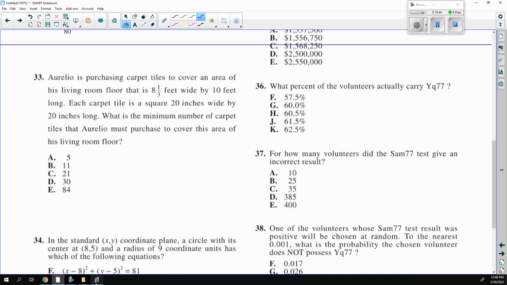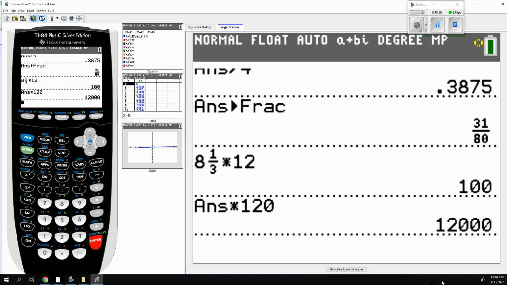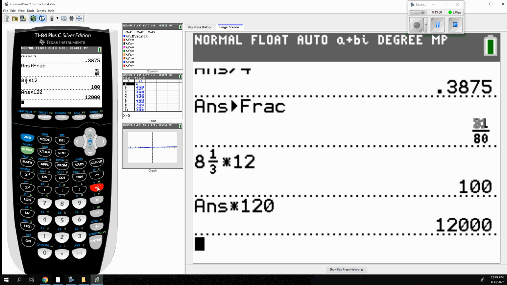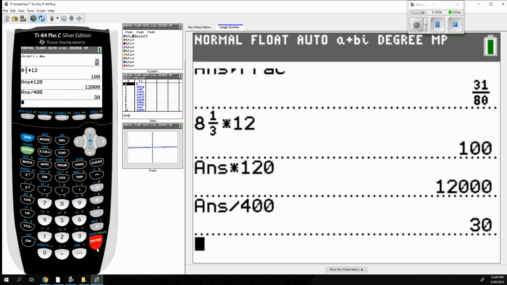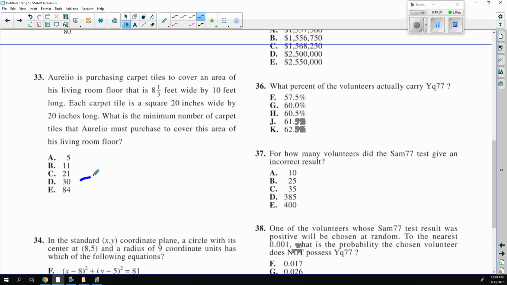10 feet is 120 inches. So that's an area of that much. My tiles are 20 by 20, which is 400. So how many of them am I going to need to cover 30? Answer D.